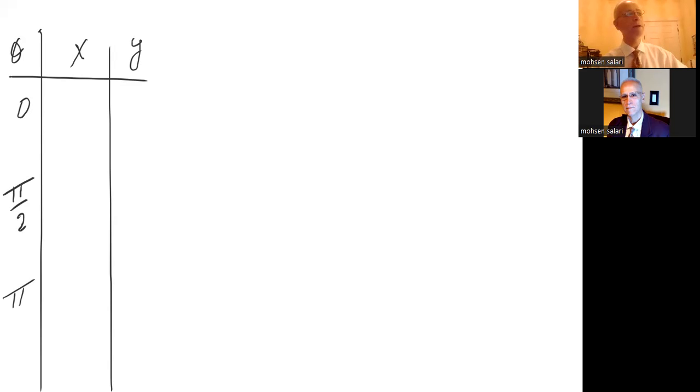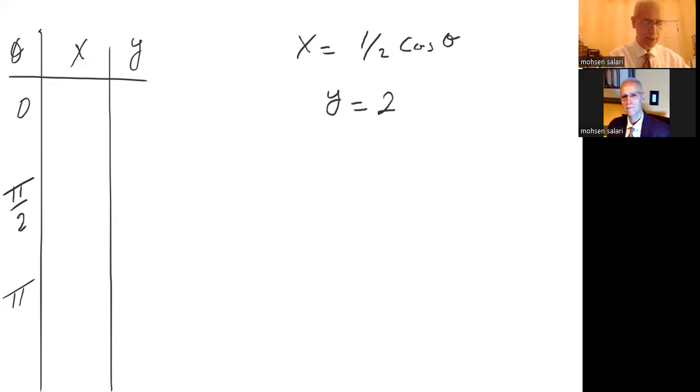So let's say this is theta, and this is x, and this is y. We said that theta is between 0 and pi. So let's say 0 in here, pi in here, and let's try pi over 2, just to check the endpoints. We also knew that x equals 1/2 cosine of theta, and that y equals twice sine of theta. When theta is 0, cosine of 0 is 1. 1 times 1/2 is 1/2. And y is going to be 0.